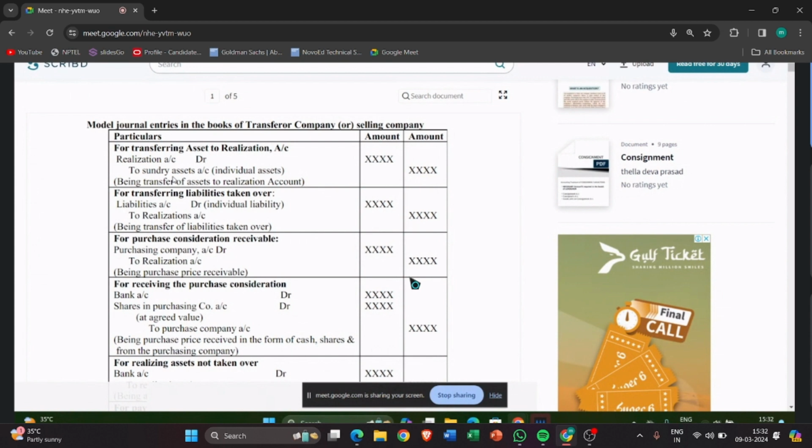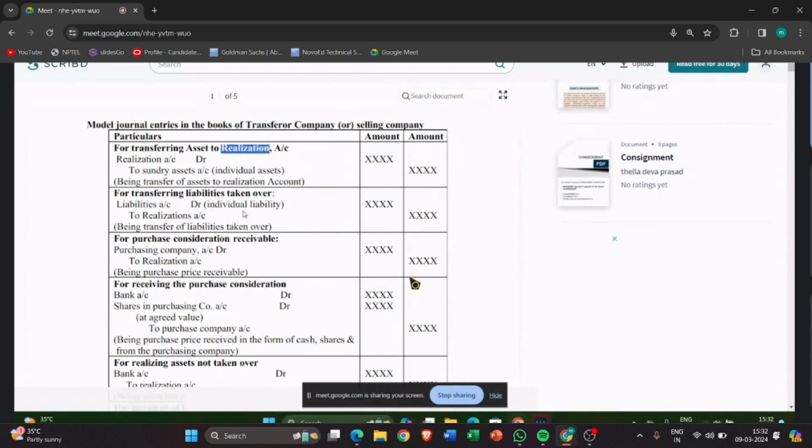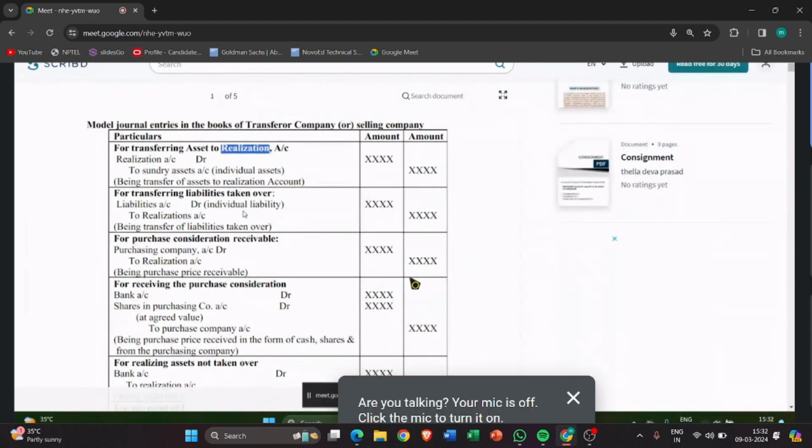We will not transfer fictitious assets because fictitious assets are not assets and they do not have any realizable value. All fictitious assets, such as accumulated losses, when you sell your company, your shareholders have to bear it. You cannot pass it on to another company. So we will not transfer fictitious assets. We will only transfer fixed assets and current assets.